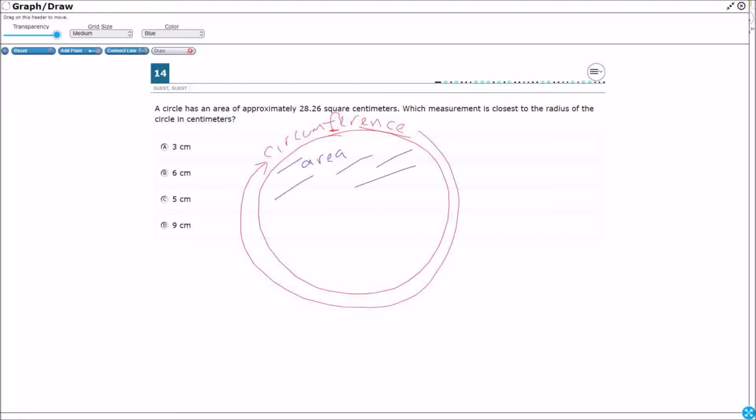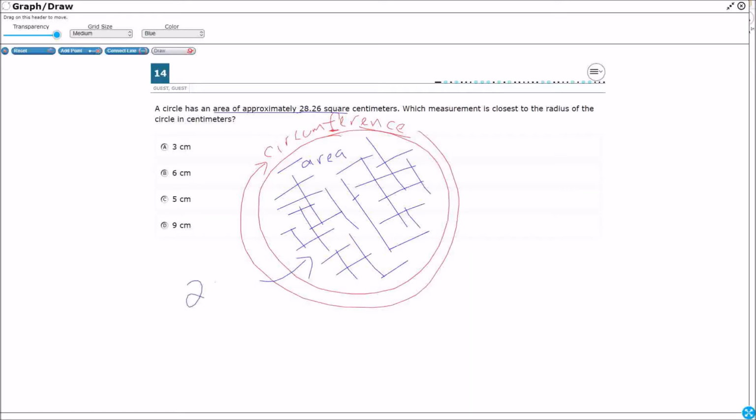I'll put these lines here to show the area, the same way that we have the area on the inside of a square or a rectangle. So I'm just going to make these hash marks. The area is on the inside. We say the area is approximately 28.26 square centimeters. Now, radius and diameter.